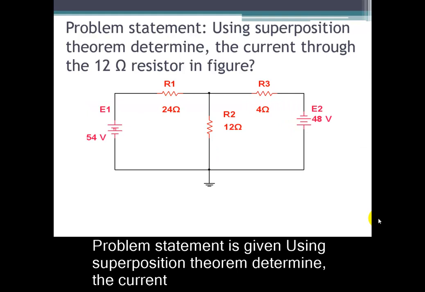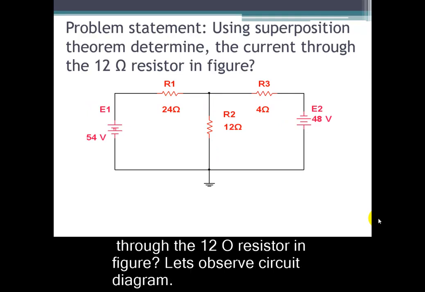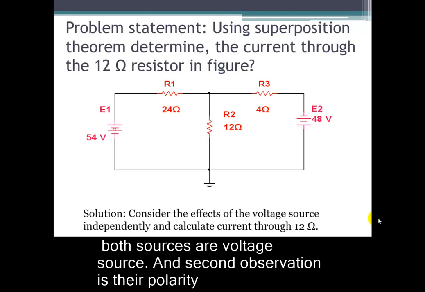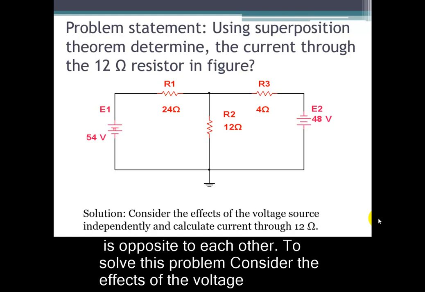The problem statement is: using the superposition theorem, determine the current through the 12 ohm resistor in the figure. Let's observe the circuit diagram. First observation: both sources are voltage sources. Second observation: their polarity is opposite to each other.